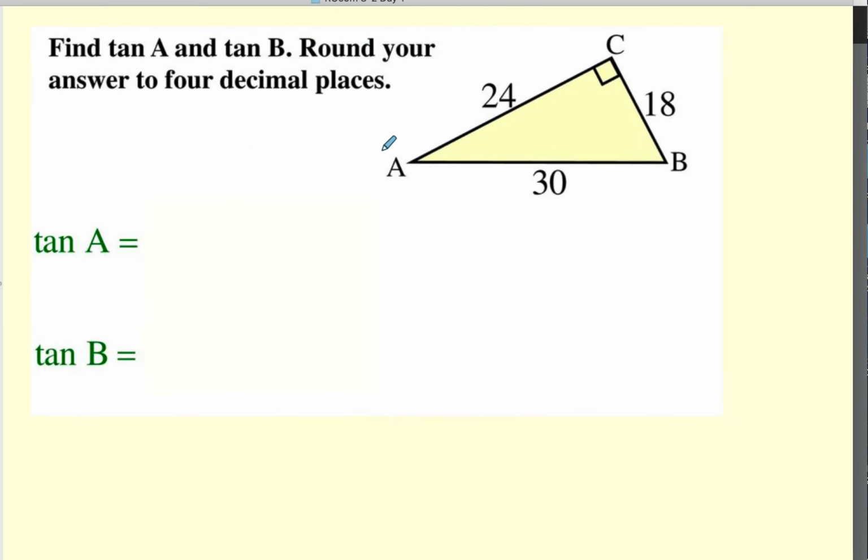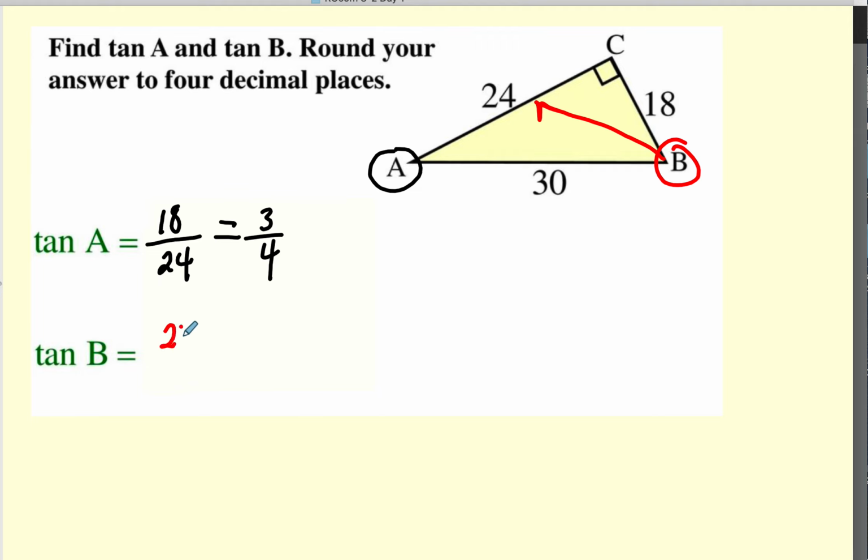Let's go ahead and practice. Here's angle A, and the leg opposite to it is 18, and the leg, not the hypotenuse, the leg adjacent to it is 24, and that reduces to 3/4. Now let's do angle B, and the leg opposite will be 24, and the leg adjacent to it, not the hypotenuse, but the leg, is 18, and notice that is the reciprocal, 4/3.